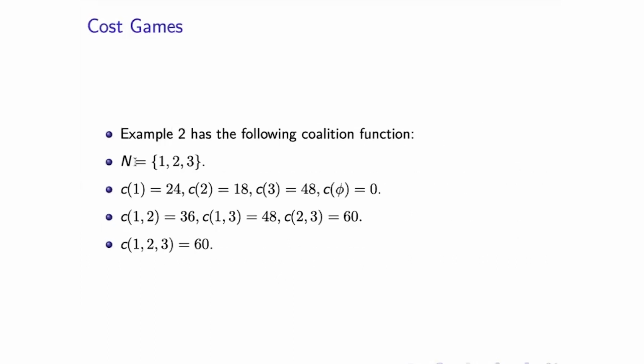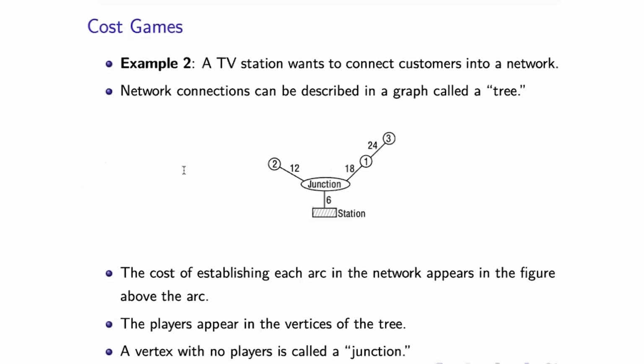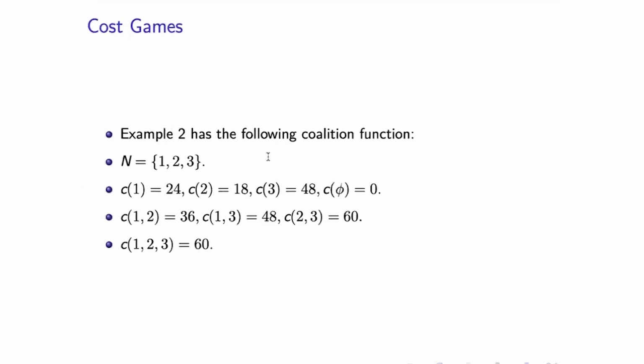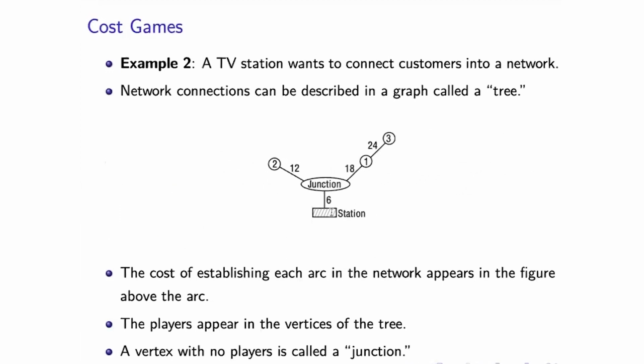Let's take a look at this. What do we have? We have 3 players, N equal to {1, 2, 3}. These are the 3 players with whom the station is being connected. Then we need to discuss coalitions and the associated coalition functions. For example, if only 1 is being connected to the station, then the cost is given by 6 plus 18. The cost of the wire from the station to the junction is 6, and then you have to further build the connection between junction and 1. So the total cost is 24.